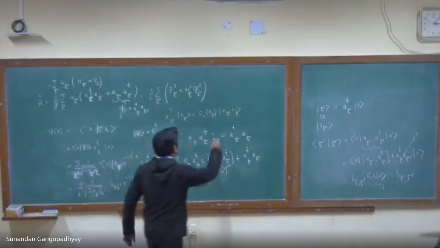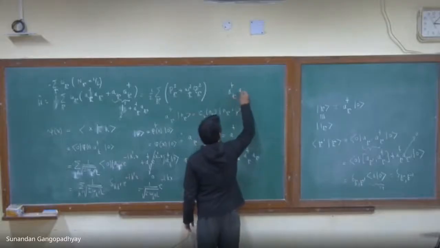Sir, suppose we have an operator like a dagger k, ak plus 1, nothing else. Let me write it. a dagger k, ak plus 1. If we normal order it, is it mandatory to get rid of the constant?